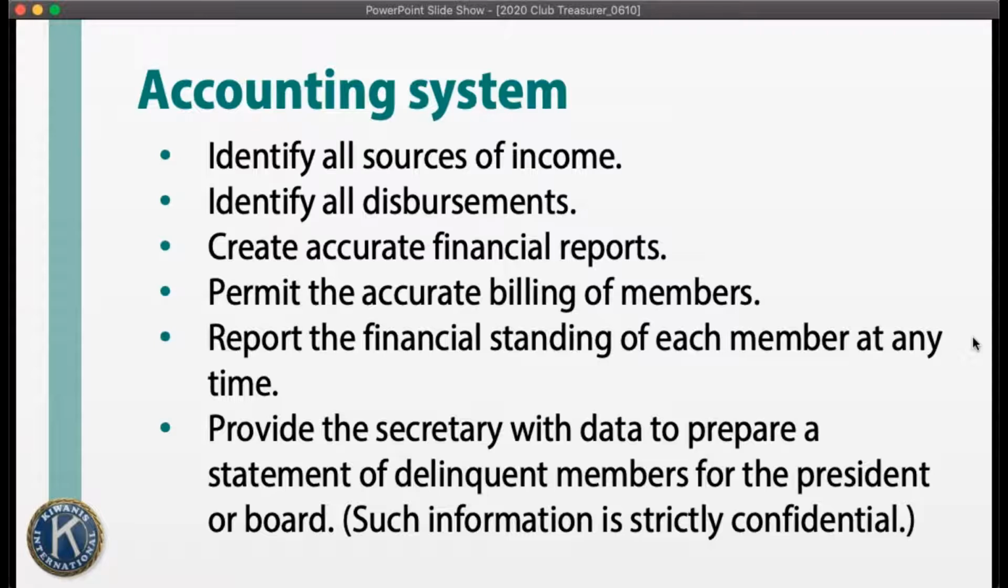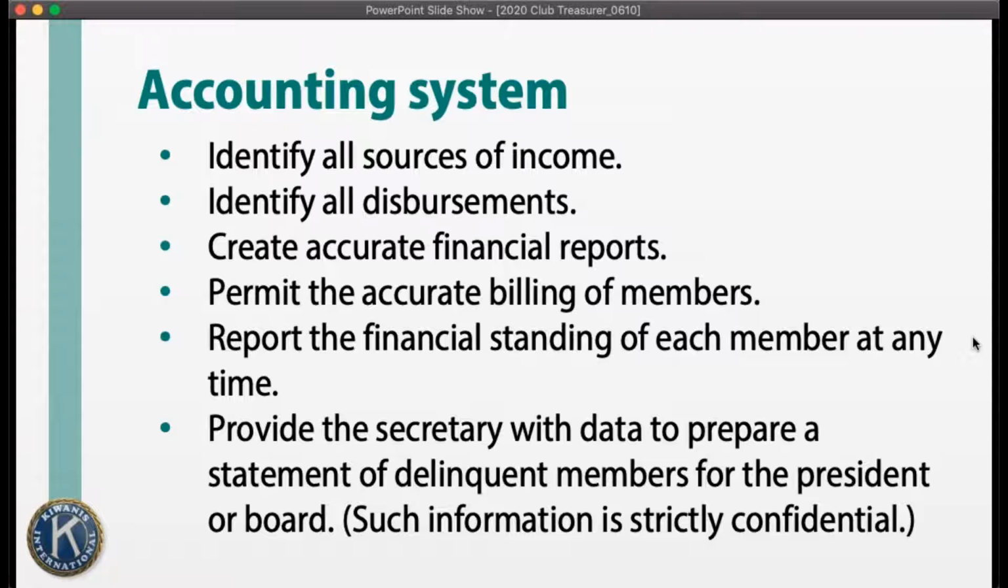A big one is that you can report the financial standing of any of your members at any time. So if I asked Sue what my financial status as a member was, she could get me that information. And also that you will be able to provide your secretary with data about any delinquent dues payers. Remember, this is confidential information, so it's not something to blurt out at a club meeting, but this is something you'd share with your president or the board.